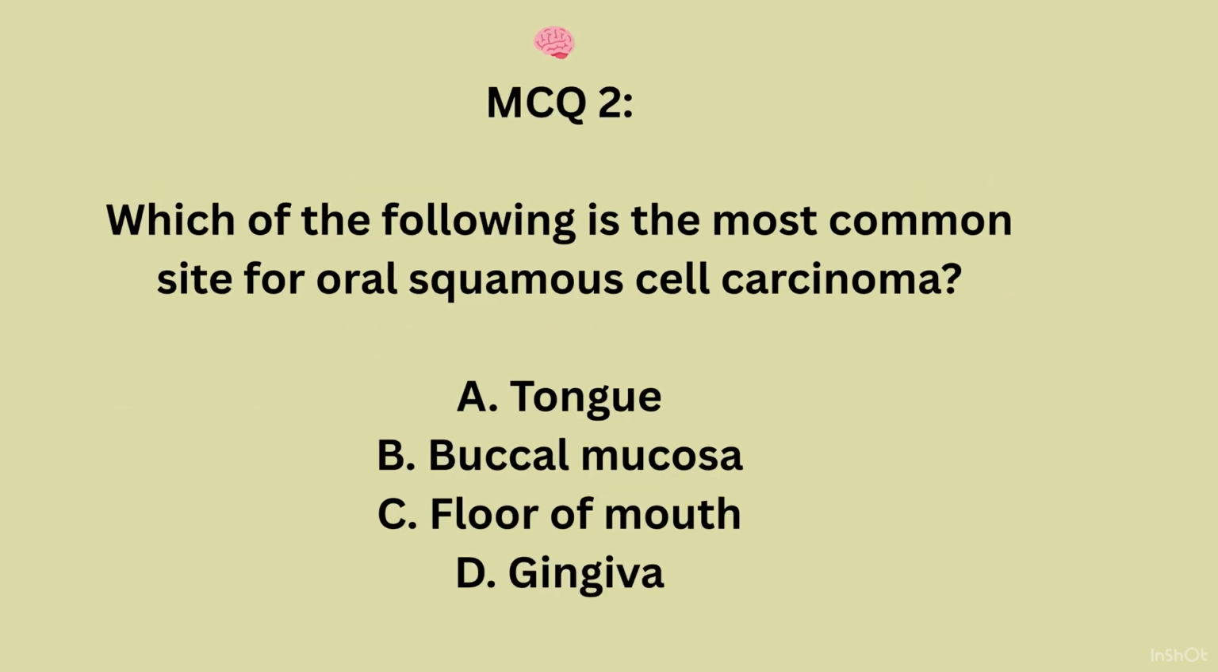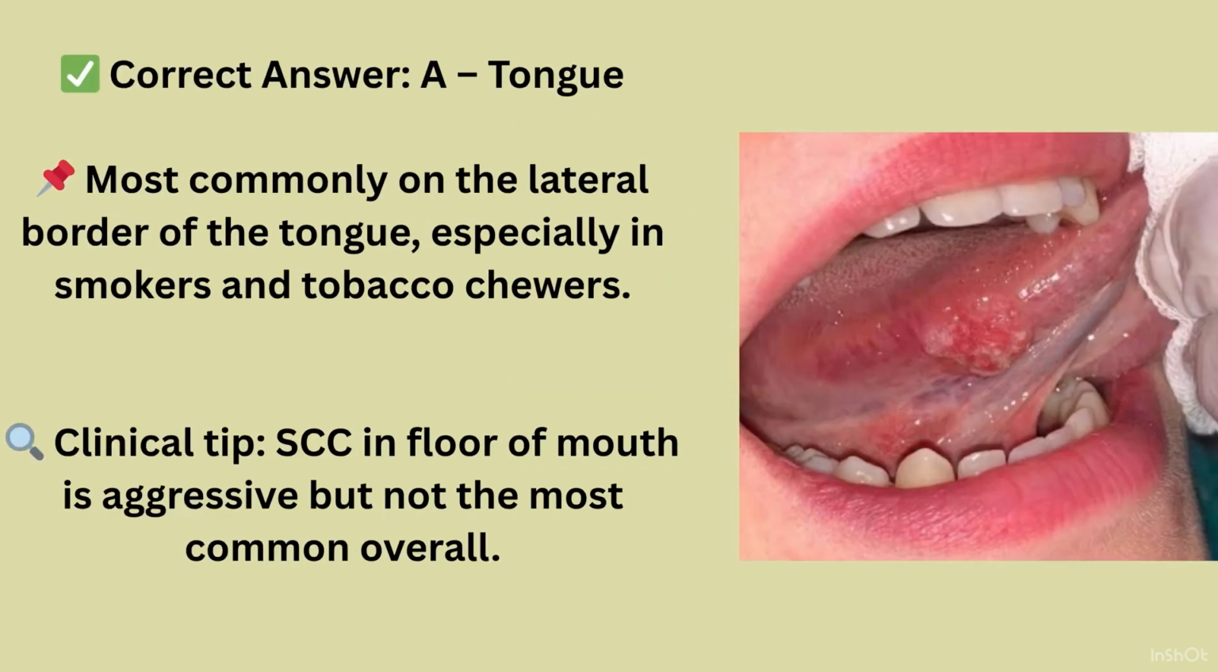Now moving to the next question, the most common site for oral squamous cell carcinoma. The correct answer is tongue, and that also the lateral part of the tongue, especially in smokers and tobacco chewers.